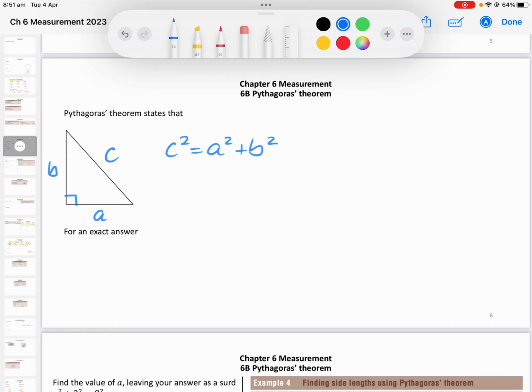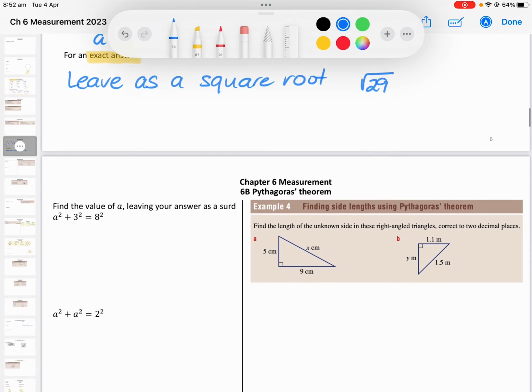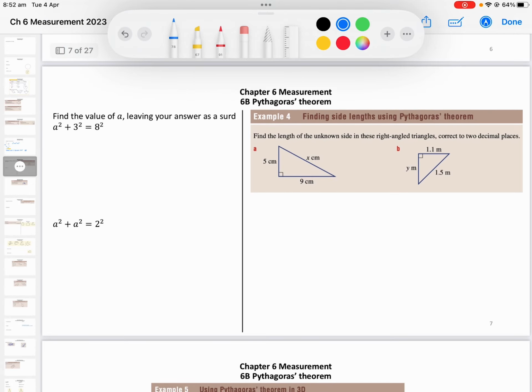Sometimes you'll be asked for an exact answer. When you get asked for an exact answer, it means leave it as a square root, so don't find the decimal approximation. The answer might be something like square root 29, not the decimal equivalent of that. So just be careful that you leave an exact answer unless it's asked for. Let's have a practice at finding some answers that are exact answers, or surds.